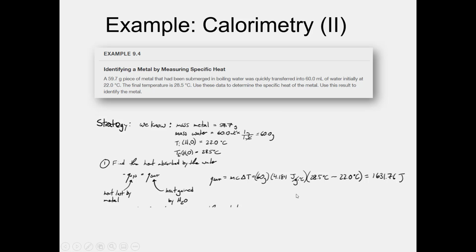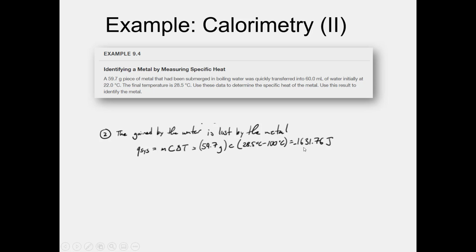So we have 60. If we first take the difference, 28.5 minus 22.0, we take this result and multiply by 4.184 times 60. We find that the heat gained by the water is 1,631.76 joules. That must be the same magnitude of heat lost by the metal, just the sign is different. So the heat lost by the metal then is negative 1631 joules.